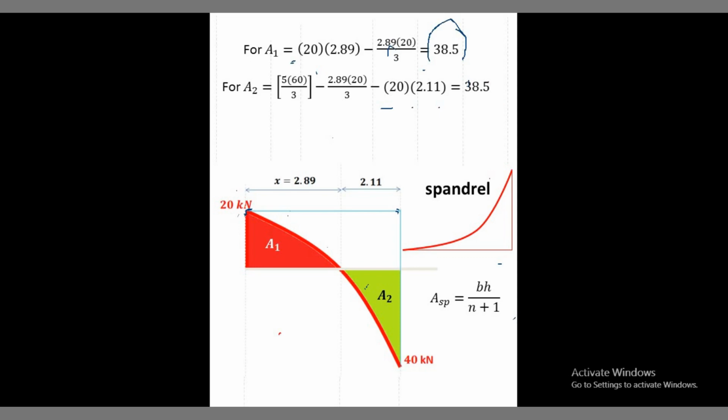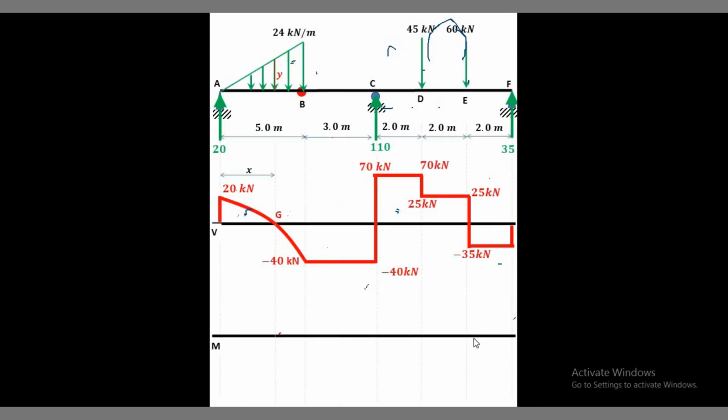So, since nakuha ko na si area 1 at saka si area 2, again, the value, ito ay yung ating area 1, ito ang ating area 2. And area 1 is equal to 38.5, area 2 is equal to 38.5. So, pwede na ako mag-drawing ng aking diagram. Take note ulit pala, si X dito is 2.89. And so, if I'm going to draw now, from A to G, ang na-compute ko kanina is 38.5.